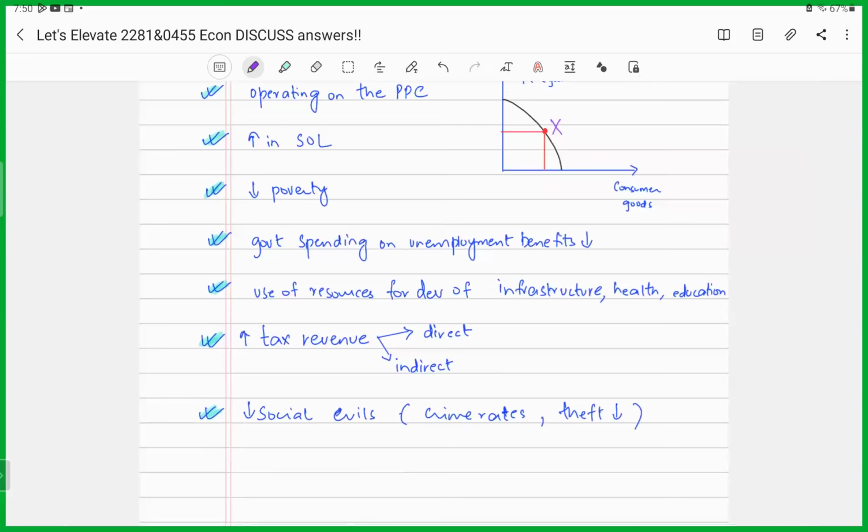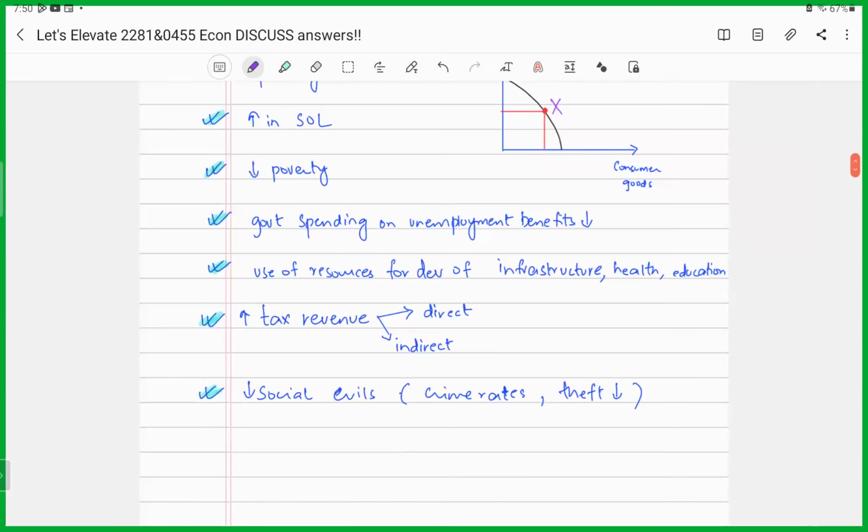Now, when people are going to be employed, they would be earning. This means that the government would be having higher tax revenue, both by way of income tax and indirect taxes on goods and services. Since the purchasing power of consumers has improved, the spending on goods and services will increase. So this means that the government would also be earning sizable revenue by way of indirect taxes.